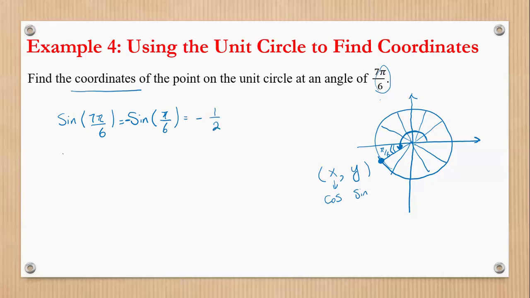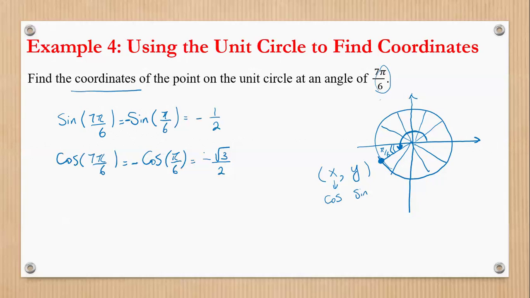The cosine of 7 pi over 6 is exactly the same as the cosine of pi over 6. Again, we are in the third quadrant, so the cosine is also negative. So the answer is negative root 3 over 2.